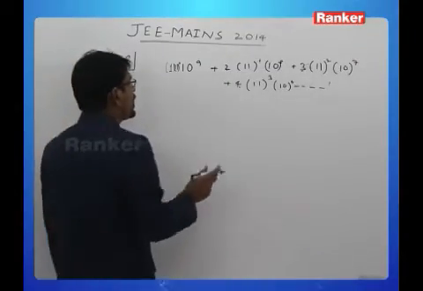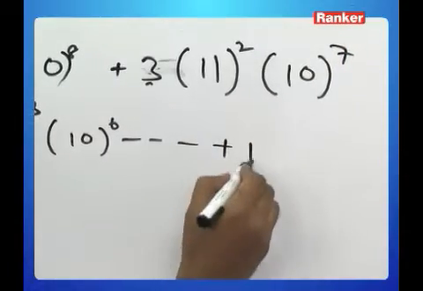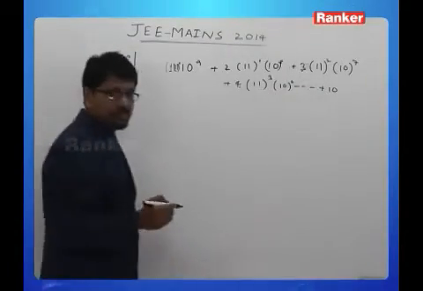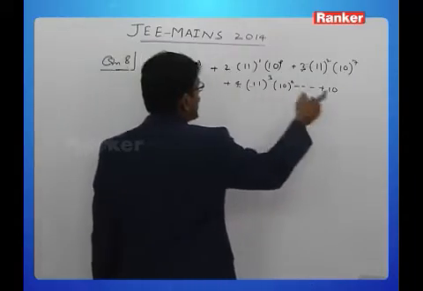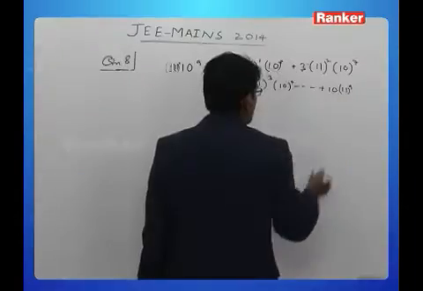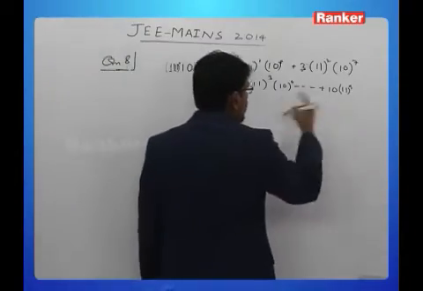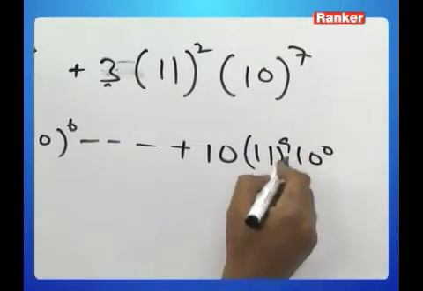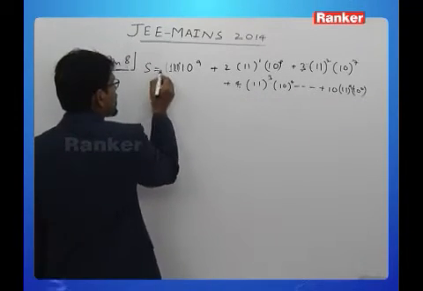The last term being, what is that? 10 into 11 power, the power of 11 will go on up to 11 power 9, and then what will you have here? 10 power 0, which is anyway 1 there. This is what you want. This sum is what we want.